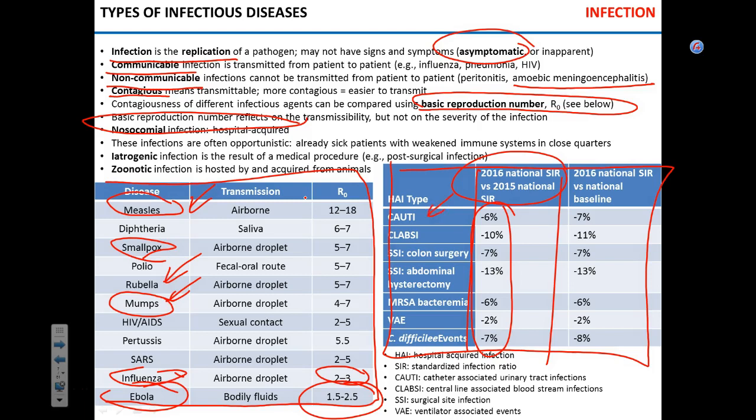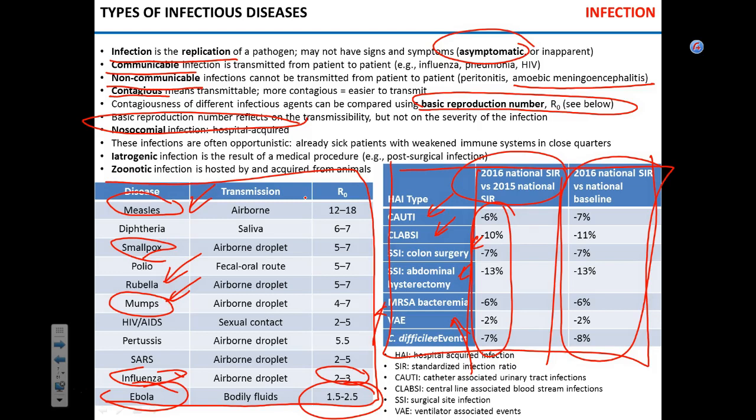Urinary tract infections, bloodstream infections, surgical site infections, MRSA, respiratory infection, ventilator-associated events, they all are on the decline, which is good. Not only this, we are lowering the rate of infections compared to the national baseline, which again is good. Okay, so hospital-acquired infections are going down, but they still are a very real threat.